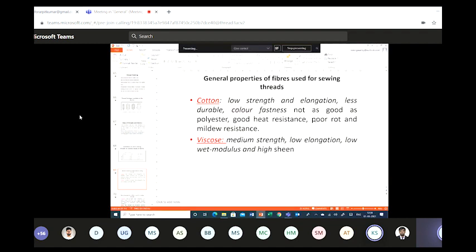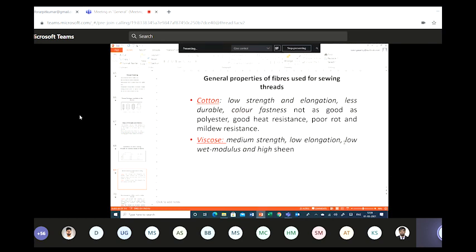And coming to the biological aspects, they have very poor rot and mildew resistance. So they are very easily biodegradable. Any mildew, moth, rot, they can eat the cotton fibers. Viscose is slightly better than the cotton in terms of strength, and elongation is almost more or less similar to cotton. You can have a little more elongation because it is a manufactured fiber.